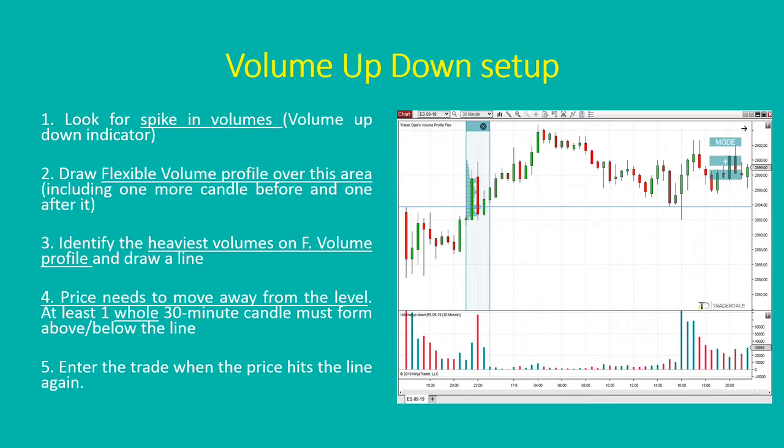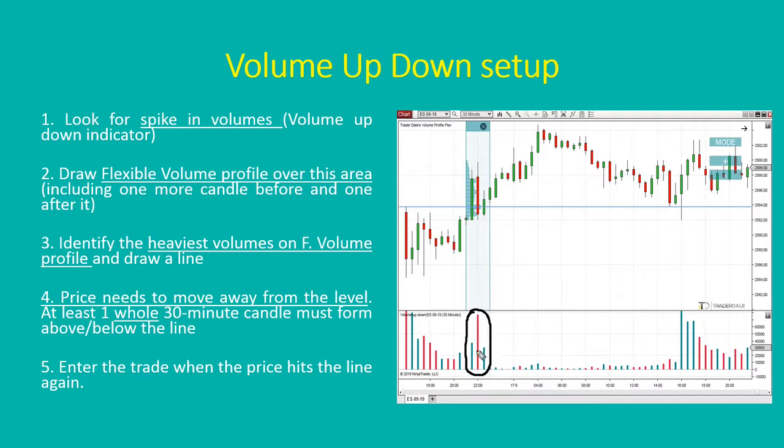So here are the steps for the trading setup. The first step is you look for a spike in volumes on the volume up-down indicator. This is the volume up-down indicator, this one. As I said, it's a built-in indicator, it's already in NinjaTrader, it's a free one. It's called volume up-down. Alright, here it is written. So, you look for a spike in volumes. In this case, the spike is in here. This is the spike in volumes.